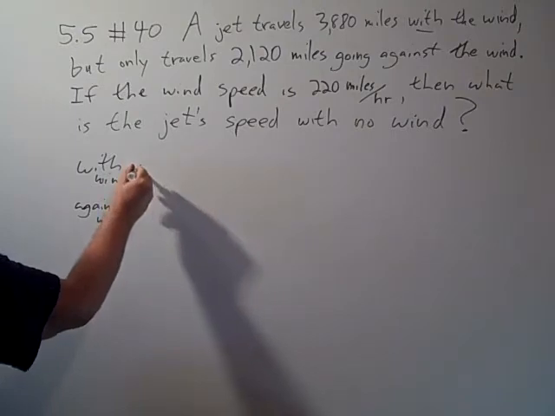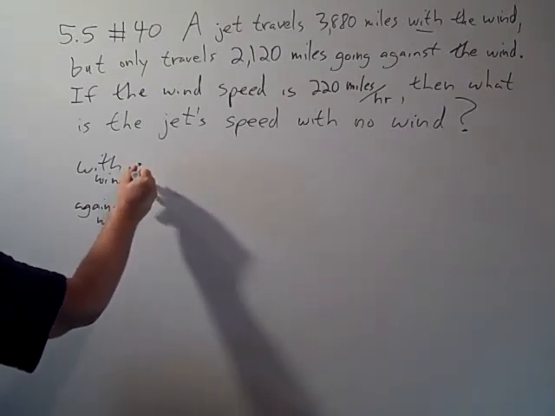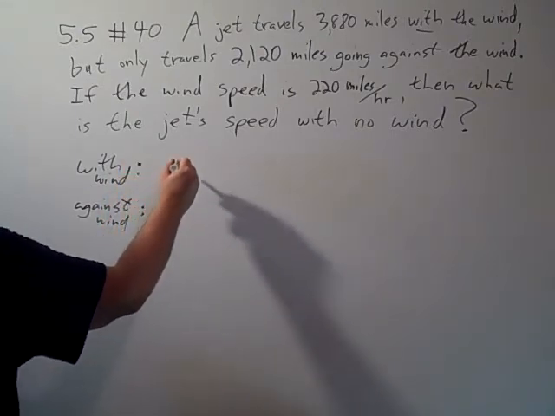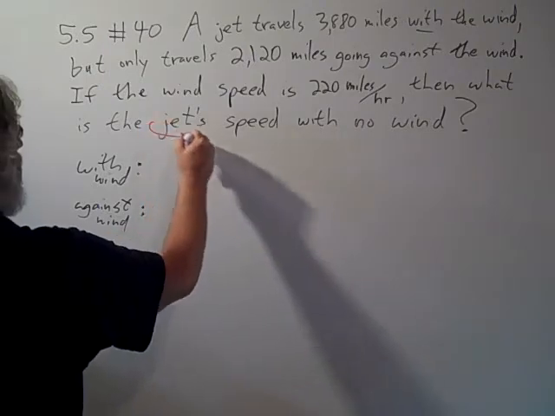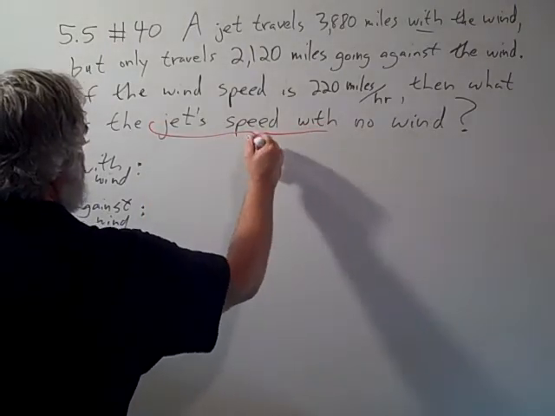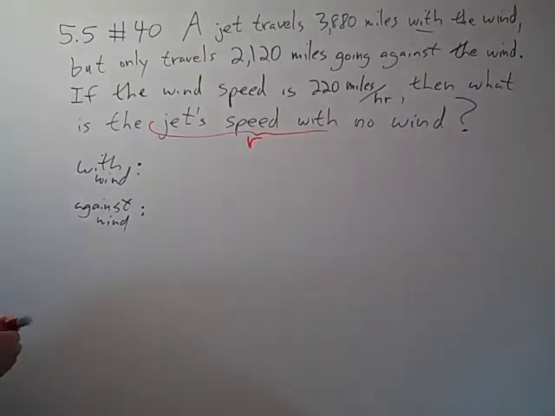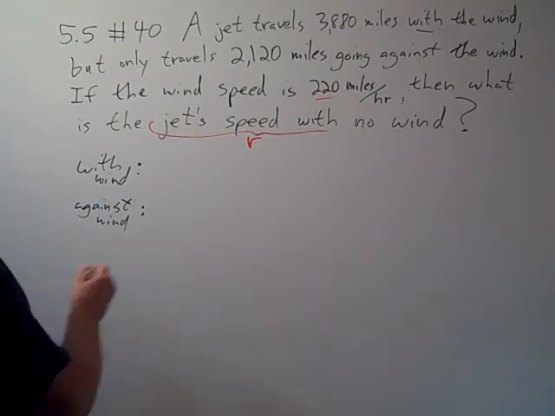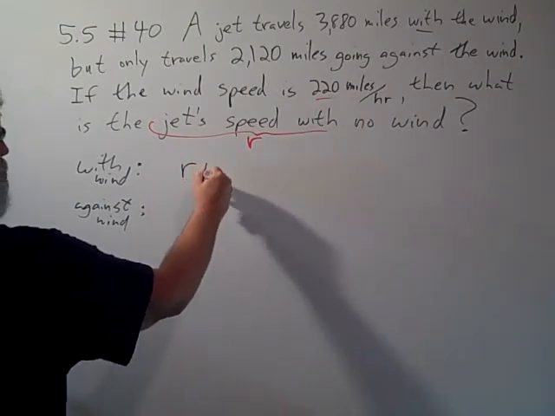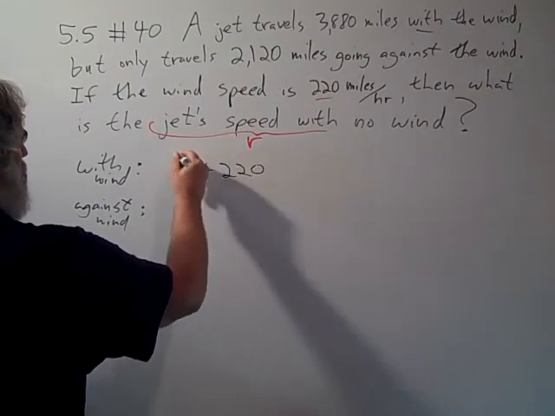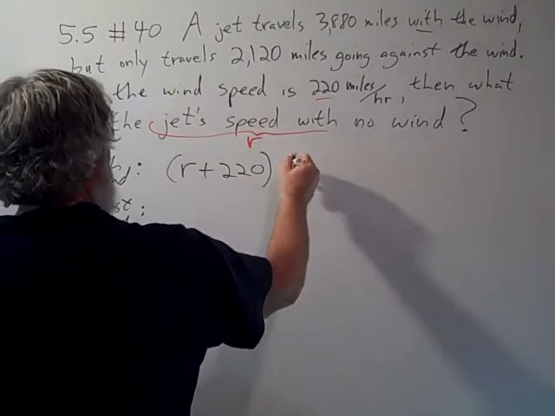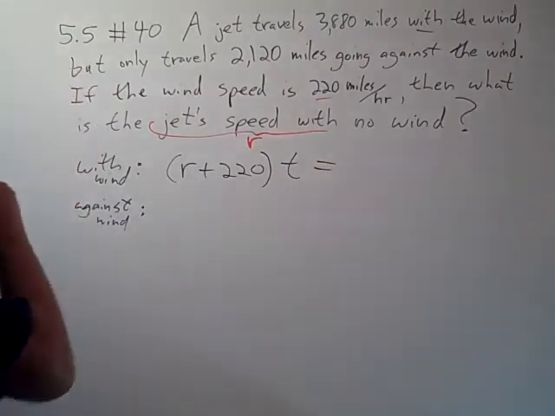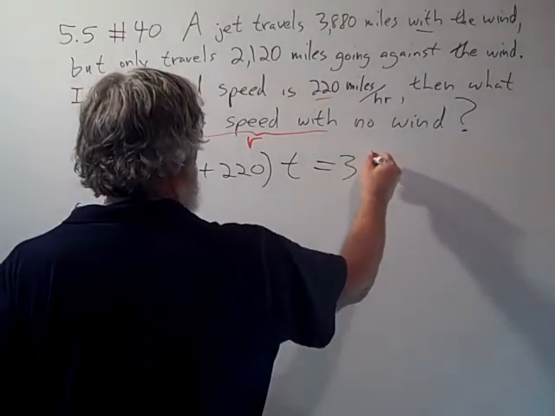So with the wind, let's let r be the speed of the jet with no wind. Well then, the wind speed is 220 miles an hour, so when we're going with the wind, the speed of the jet will be the speed without wind plus the speed of the wind. That's the rate times the time. They don't say anything about the time, but it goes a distance of 3,880.